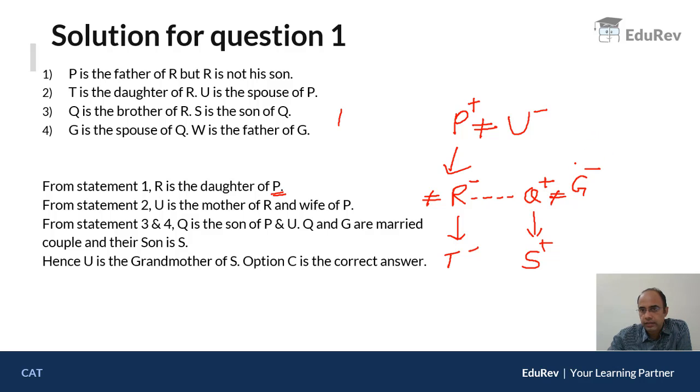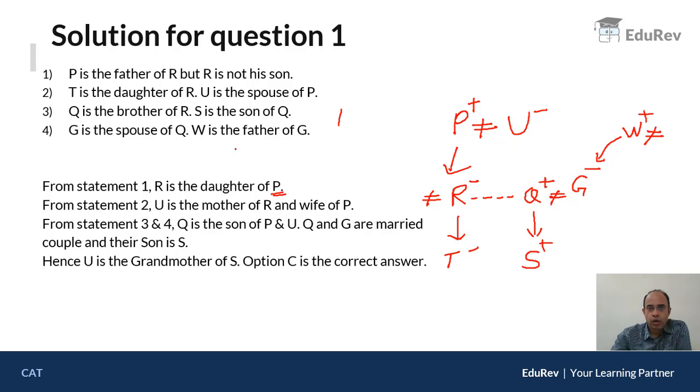Now W is from another family. He is the father of G. Again a plus sign because he is the father. So even he would be married to somebody, so I have denoted the sign of couple. Fine. So this is the way we try to make a family tree. Different relationships we have derived.